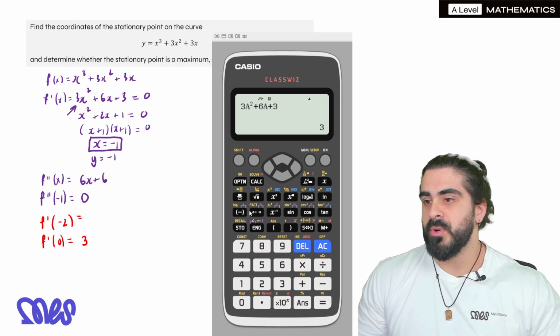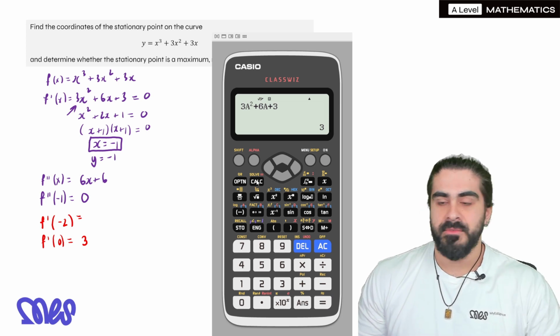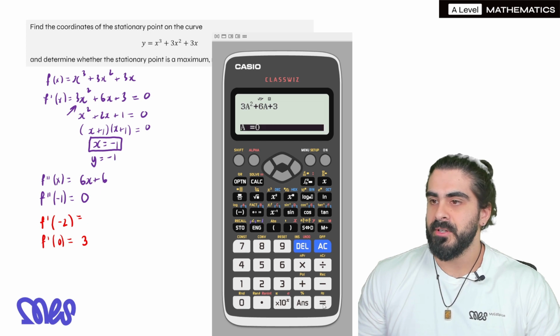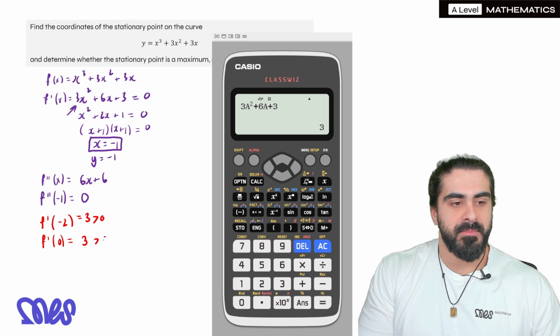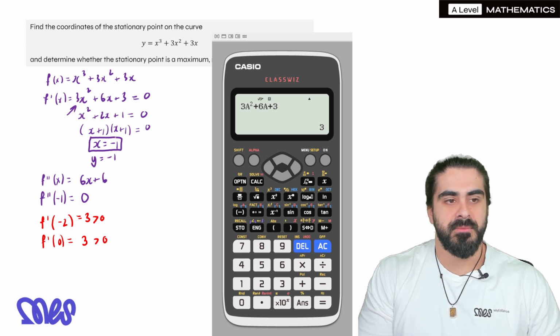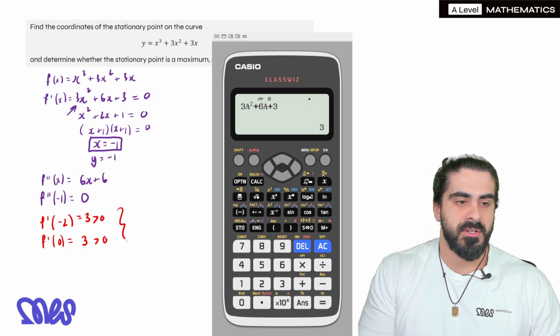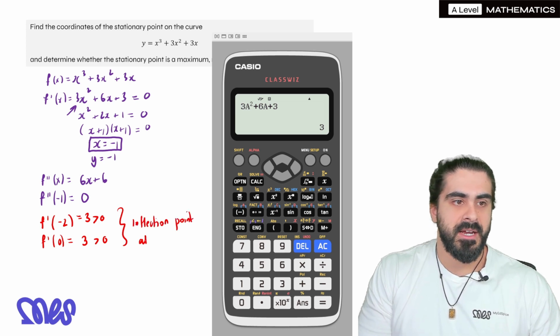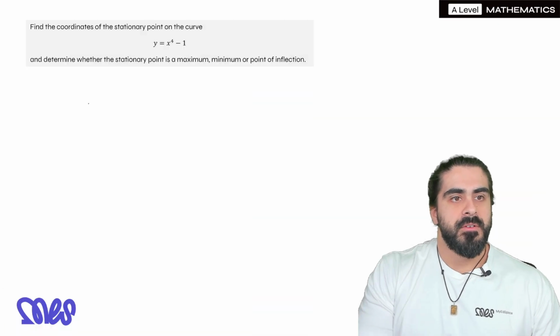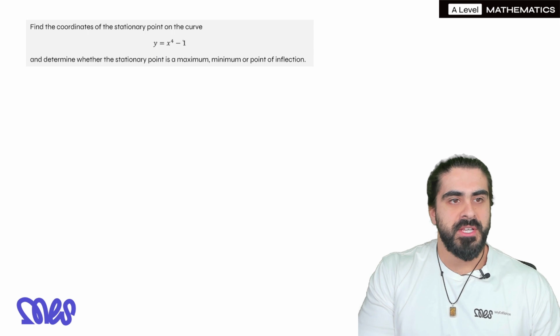Now, say you did it this way. If you press the calc button, you could change this store to 0 and then do it that way. But since both of these gradients are positive, we have an inflection point. Yeah, so because we have both positive gradients on either side, we have an inflection point here at minus 1, minus 1.